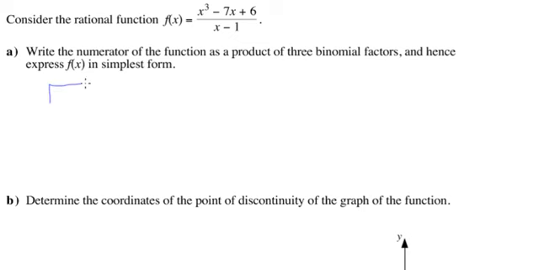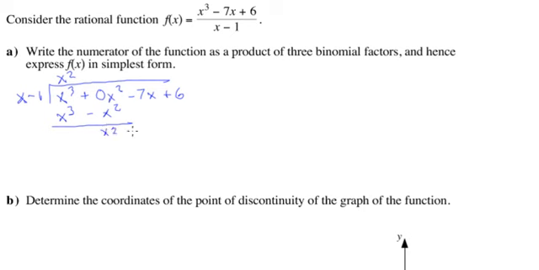I'll do this by long division. Synthetic division works great too. So if we have x cubed plus 0x squared minus 7x plus 6, and we're dividing that by x minus 1, x goes into x cubed x squared times. x squared times x is x cubed, x squared times minus 1 is minus x squared. When we subtract, x cubed minus x cubed is 0. 0 minus negative x squared is positive x squared.